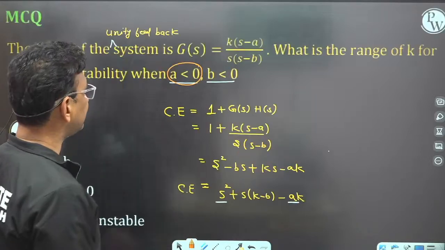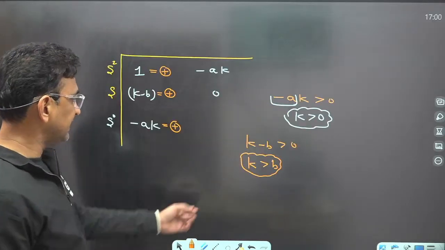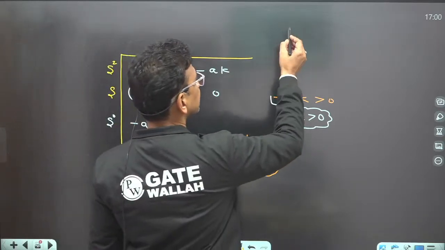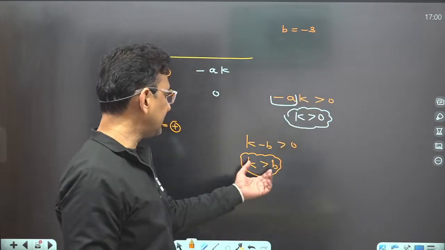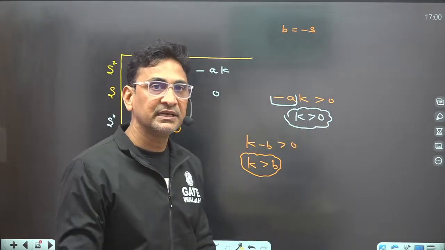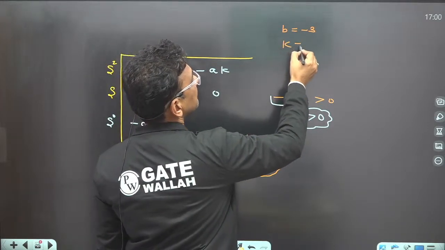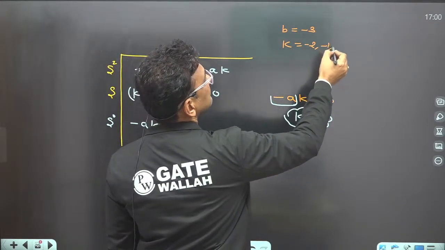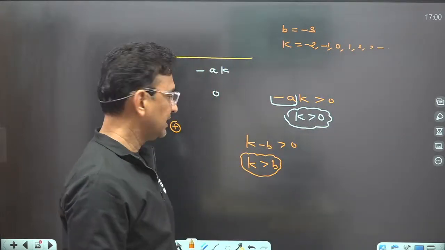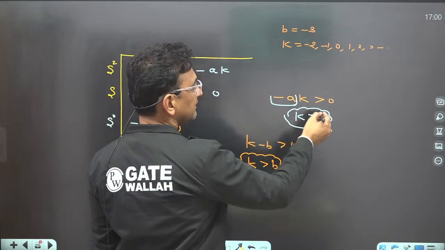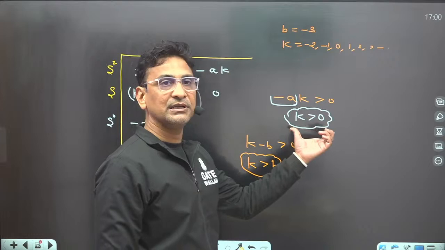B is a negative number only. B is again less than 0. That means b is a negative number only. Suppose b is minus 3. This time imagine that b is minus 3. It is saying the k should be greater than b. What does it mean? K should be greater than minus 3. It may be minus 2, minus 1, 0, 1, 2, 3 or anything. Clear? But according to this, k must be only a positive number.